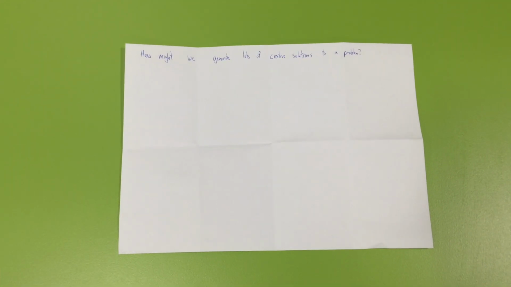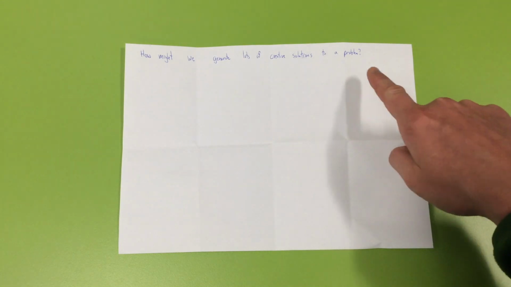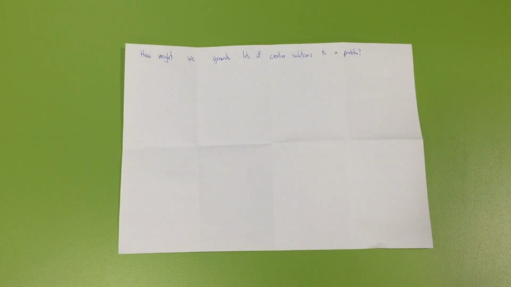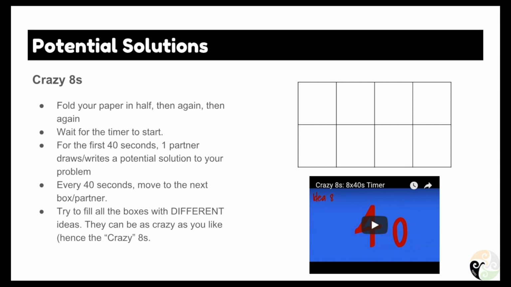We should have a question or problem ready for our Crazy Eights activity, generally in the form of a how might we question. Sometimes we write the question at the top of the page, just to remind ourselves of what we're trying to brainstorm ideas for. The rules are then as follows.